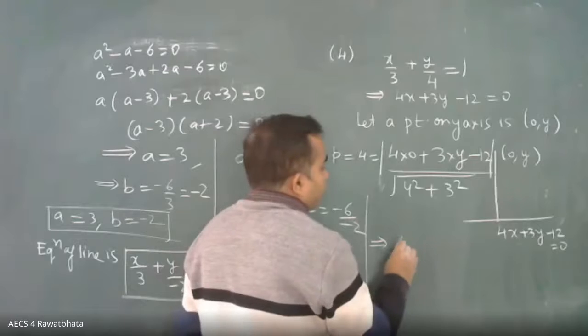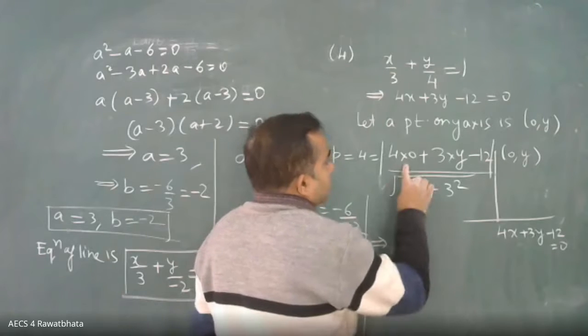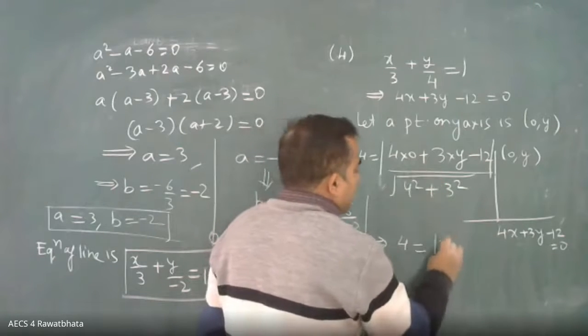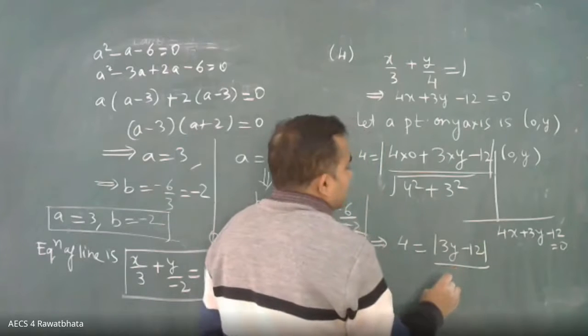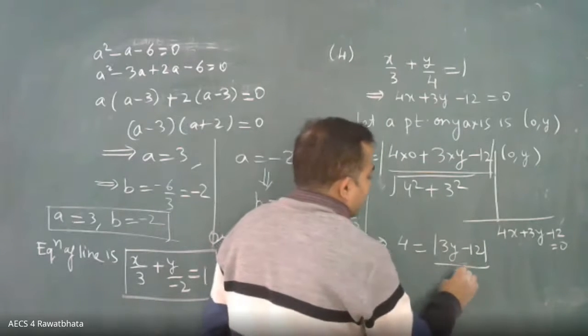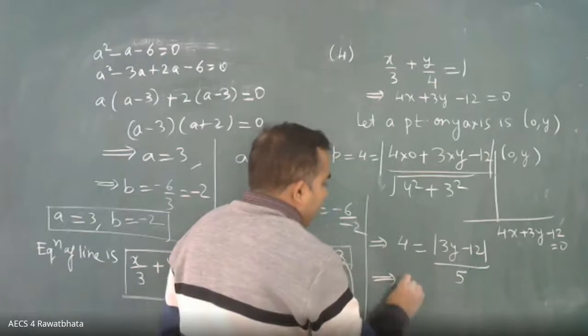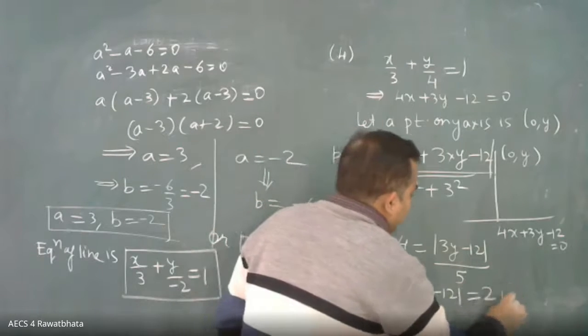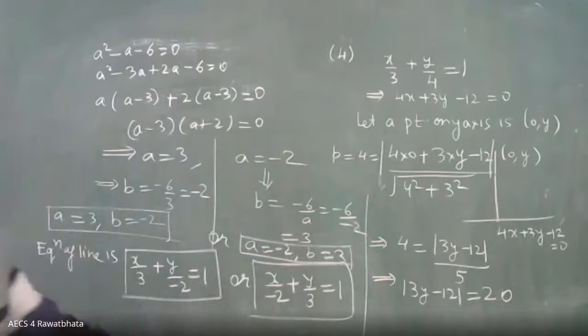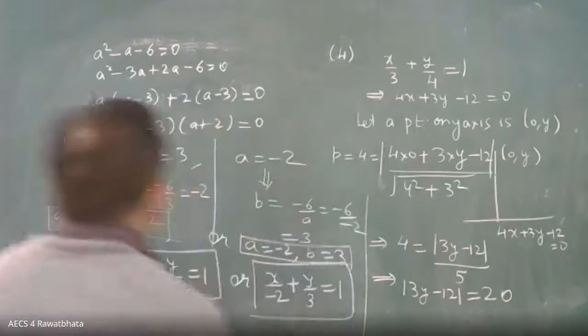This is going to be 4 is equal to 3y minus 12 whole magnitude divided by 16 plus 9, 25, 5 it is. Cross multiply, this will give you 3y minus 12 whole magnitude is equal to 20. Now tell me, what should I do next to solve this modulus equation?